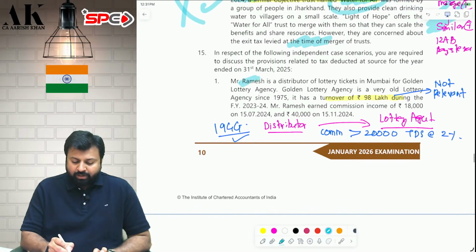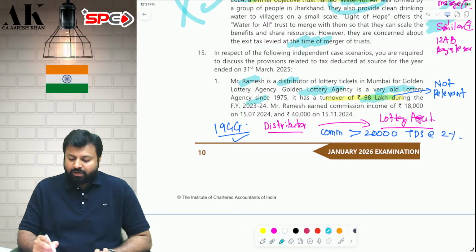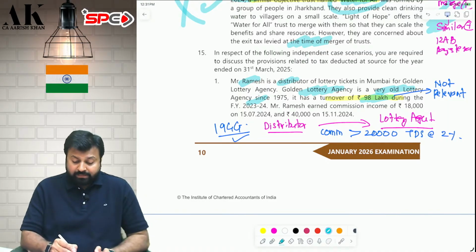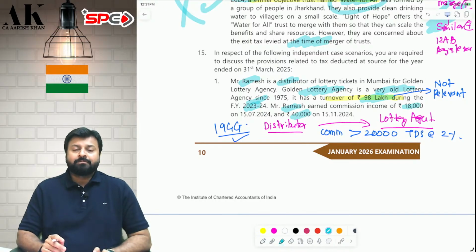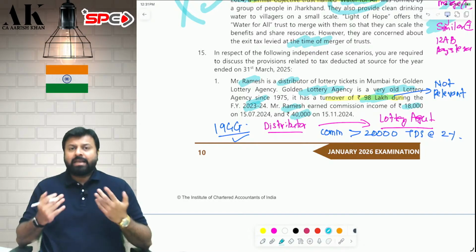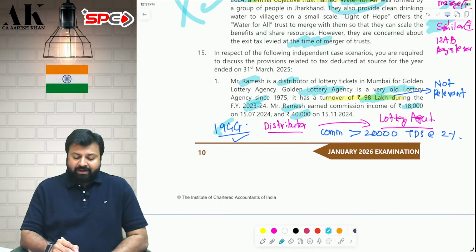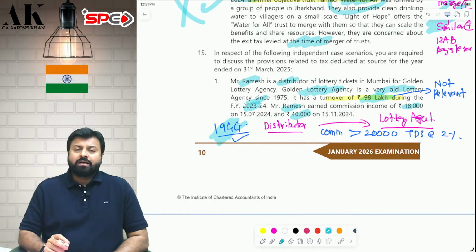Now, Mr. Rajesh is a lottery distributor, and Golden Lottery Agency is a very old lottery agency. It has a turnover of 98 lakh rupees in the last year, and they are giving Mr. Ramesh some commission of 18,000 rupees first and then 14,000 rupees later. Is Golden Lottery Agency liable to deduct TDS? The answer is yes. Under 194G, Golden Lottery Agency, which is a distributor, will deduct TDS on the commission paid to the lottery agent.